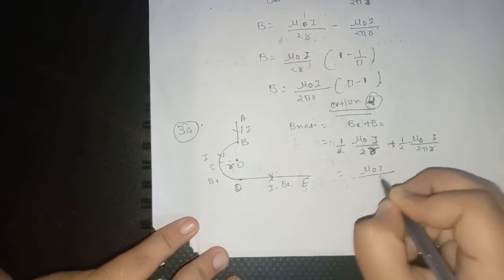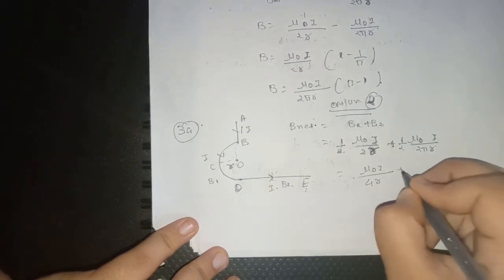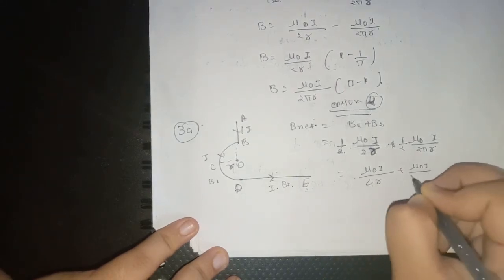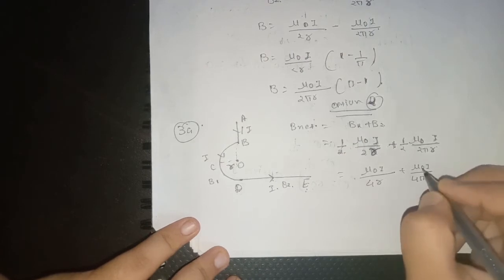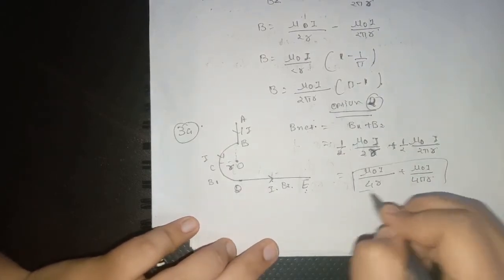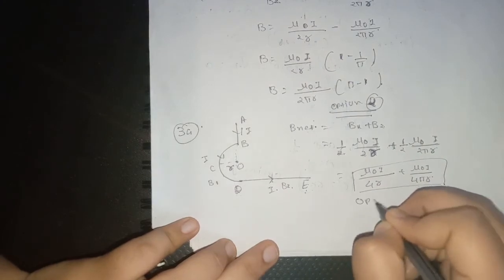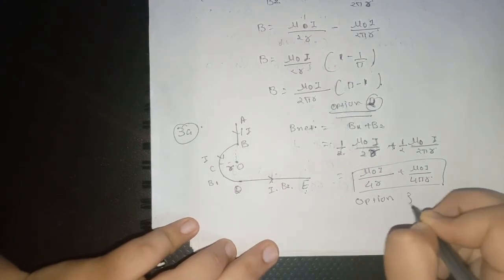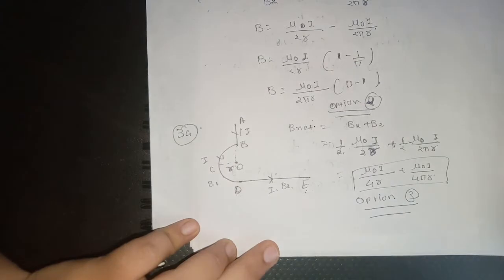So total magnetic field will be mu naught I upon 4R plus mu naught I upon 4 pi R. So option 3 is correct option.